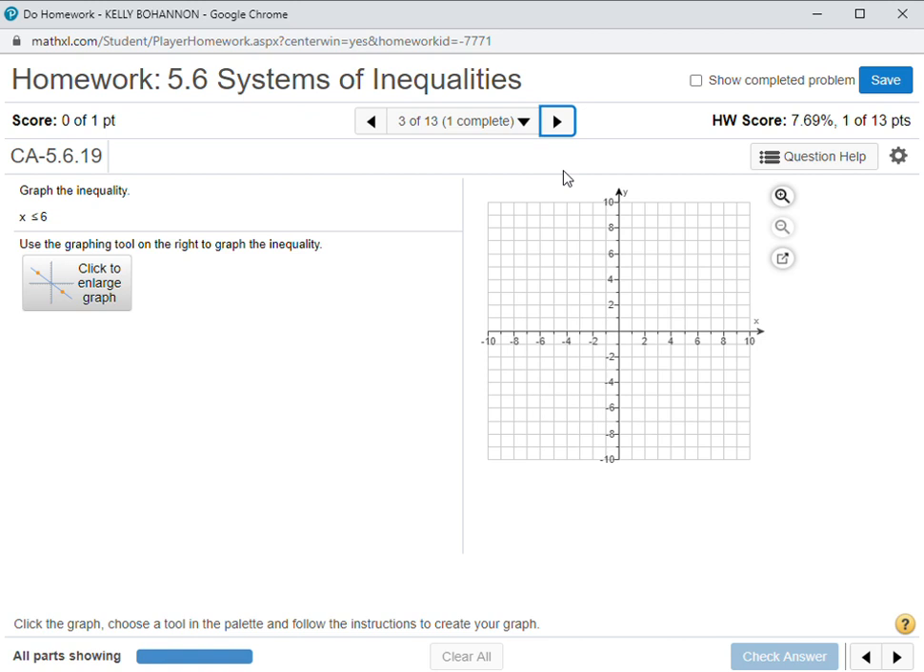If it's just x, what kind of line is that? Oh yeah, I'm sorry. I forget they're in different orders. Okay, what were you saying?